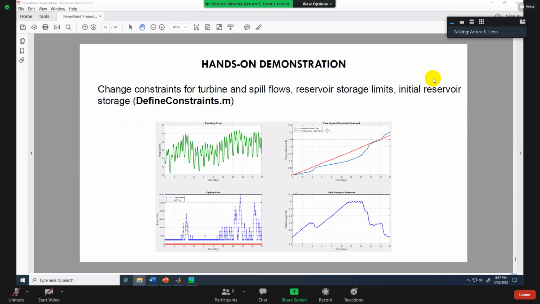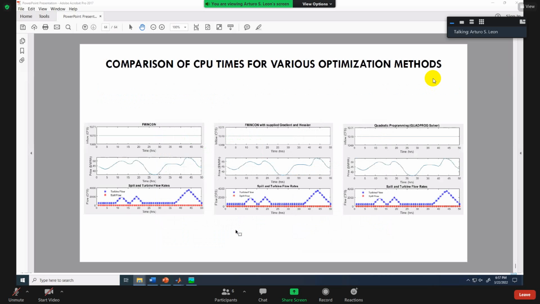And then we have, guys, the results for that. We have the price, the optimal turbine flows, and the optimal split flows. And then here, guys, we are comparing the CPU times for various solvers, and then you guys can see which one is better. So we find out that the quadratic programming solver is much faster. So actually, guys, in the case of the Bonneville Power, right now they use a quadratic programming solver because it's much faster.